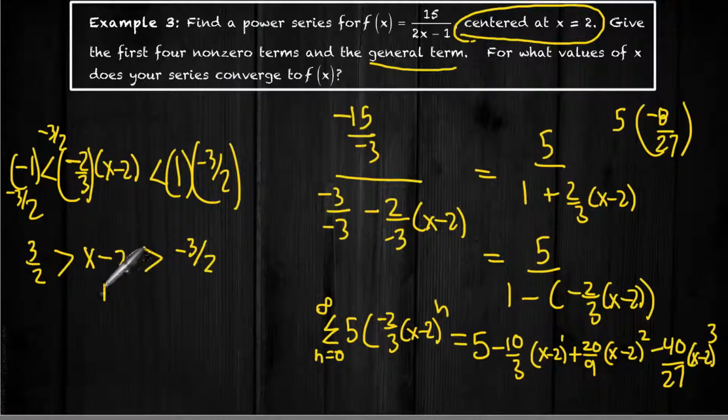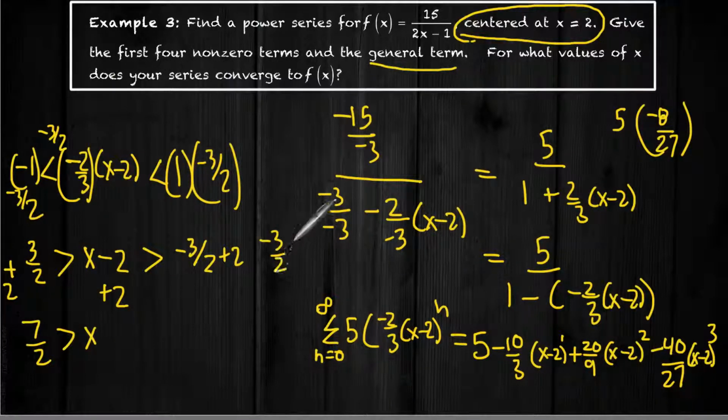Now we're going to add 2 to all the sides. And so we have 2 plus 3/2. So that's 4/2 plus 3/2, which is 7/2. That's x. And if we get a common denominator here, we have negative 3/2 plus 4/2, which is going to be 1/2. So basically, any x between 1/2 and 7/2 is going to cause this power series to converge.